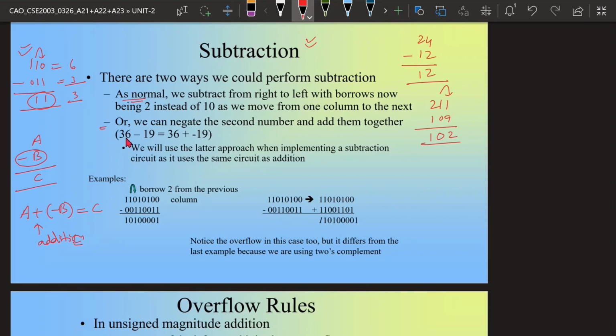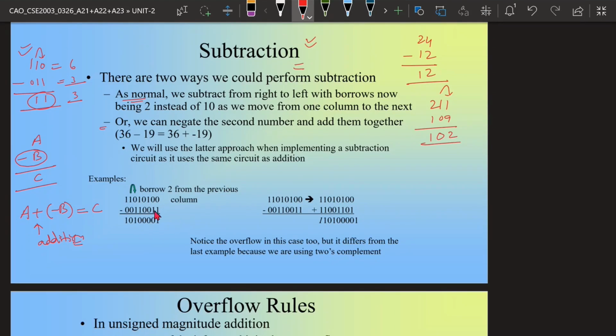Suppose we want to subtract 36 minus 19. We can do that by 36 plus minus 19. So we convert 19 into minus 19, and then we add 36 and minus 19. This minus 19 is represented by the 2's complement. The 36 is a positive number, so its binary representation is the same. But for the other number, we use the 2's complement, and then we add. After addition, the result is the subtraction value. This is how we do subtraction in binary representation.